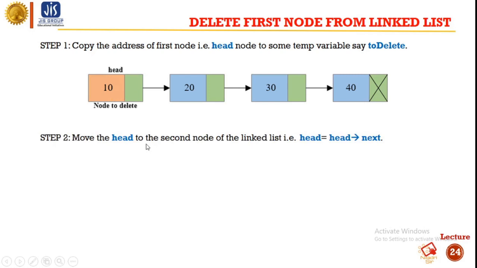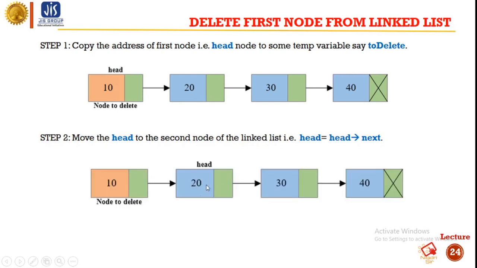Next one is to move the head to the second node of the linked list, that is head will be head next. So head will now point to this 20.